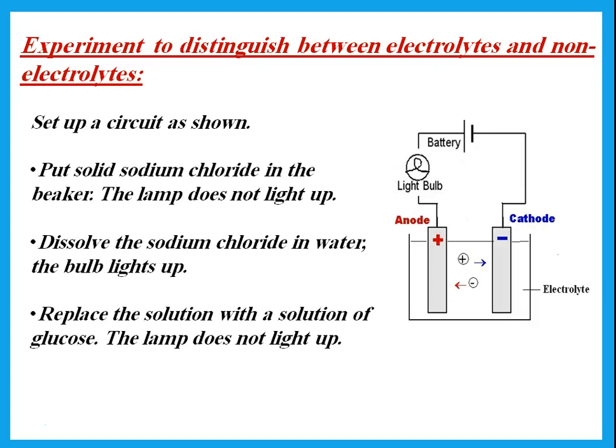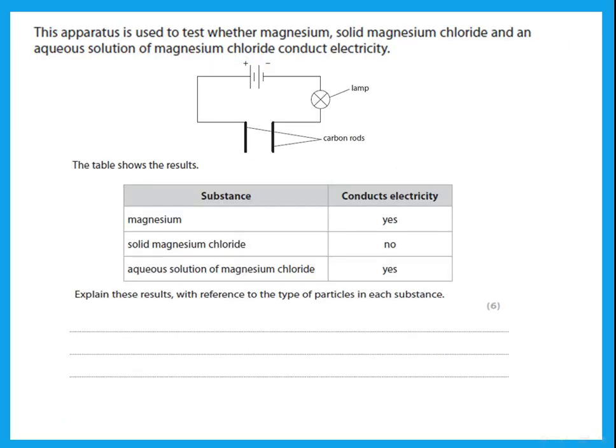What if I replace the solution with a solution of something that's not ionic? Remember that sodium chloride was an ionic substance that has positive and negative ions, so when I dissolved it in water, it conducted electricity. But if I put in a solution of something that's not ionic, like glucose, which does not have positive and negative ions, then whether it's a solution or a solid, the lamp does not light up. Why? It has no positive and negative ions. Do we understand this?